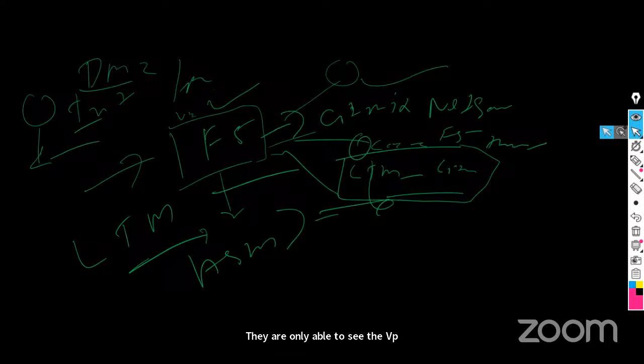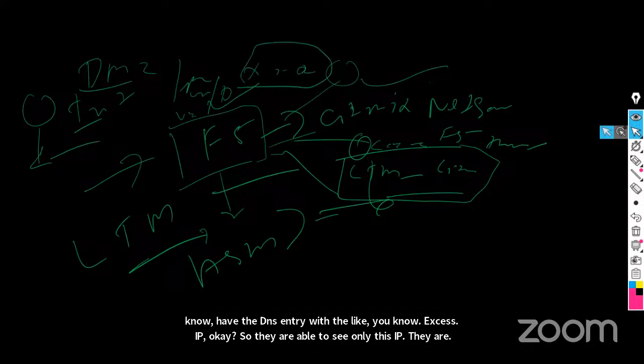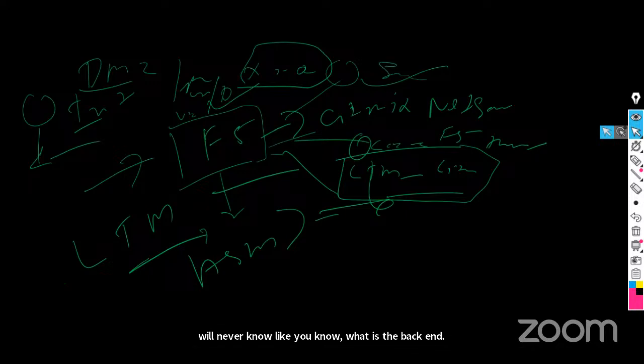The URL has a DNS entry with the XXX IP, so they are able to see only this IP. They will never know what the backend IP is. So we also covered security. Anyone have any other question?